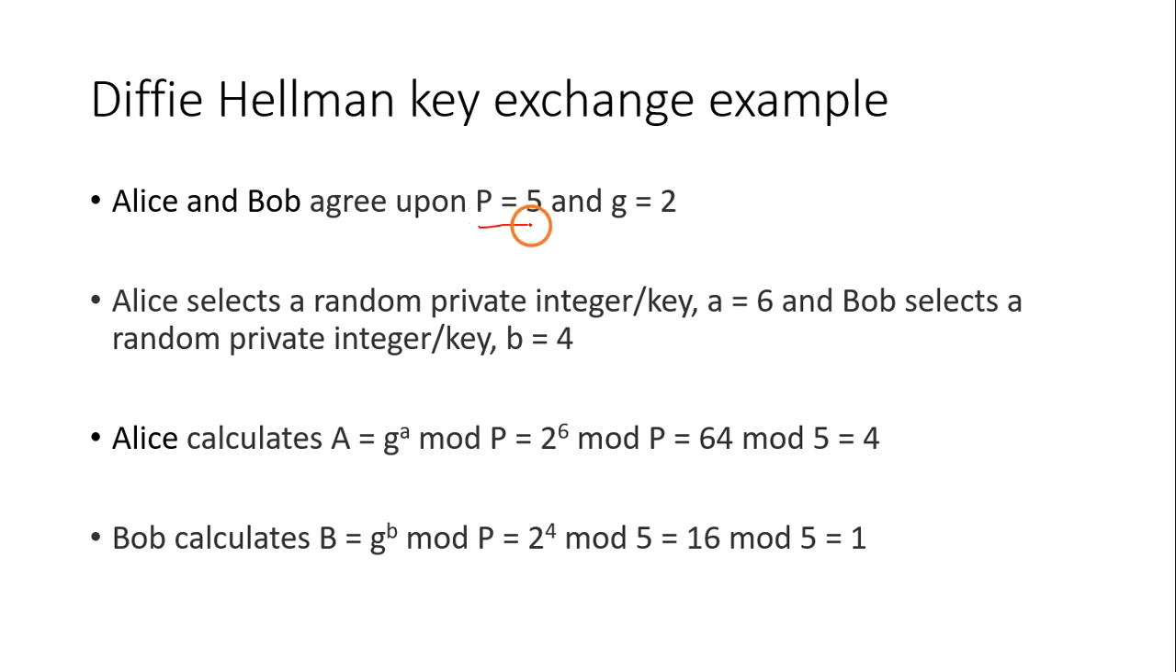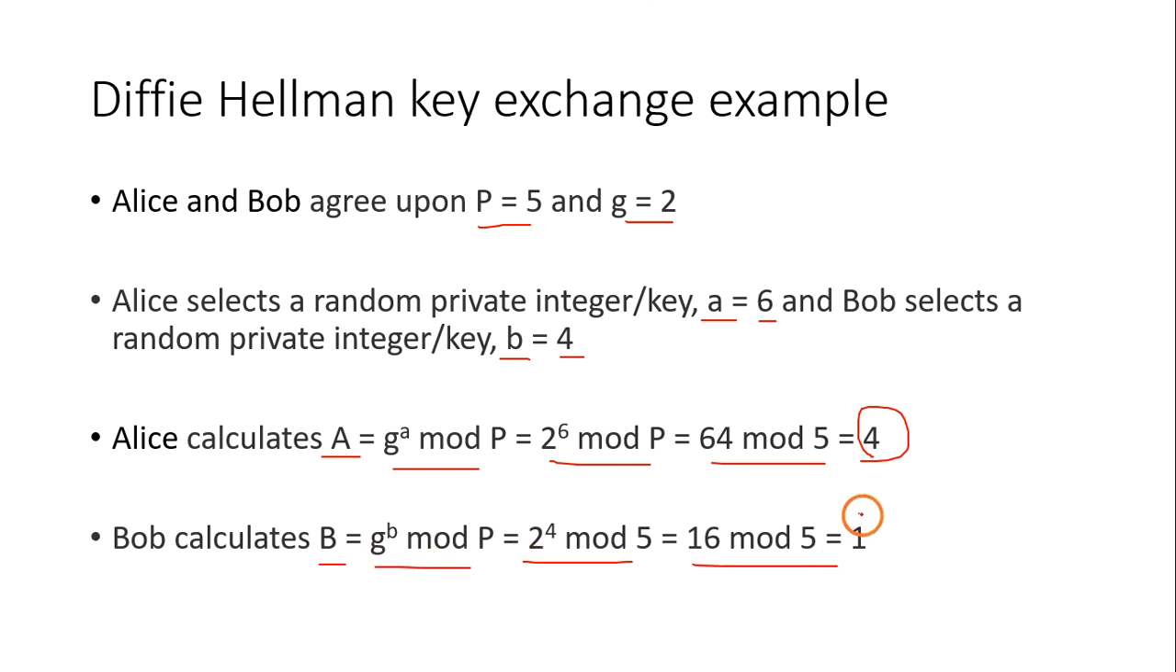As an example, here the P value is 5 and the G value is 2. In reality, the P value will be very, very big, but for demonstration or for understanding, the values are chosen very small. Alice's private key is selected as 6, and Bob's private key is 4. Now Alice calculates her own public key using this formula, values are substituted, and the result is 4. Similarly, Bob calculates his own public key using the formula, values are substituted, and the public key of B is 1.